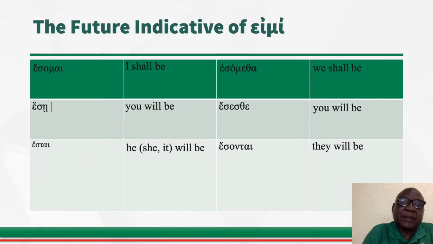Now, remember, eimi is our verb to be, and it also wants its own future tense. So, eimi in the future becomes esomai, I shall be, then ese, you will be, estai, he will be, esometha, we shall be, eseste, you will be, esontai, they will be.